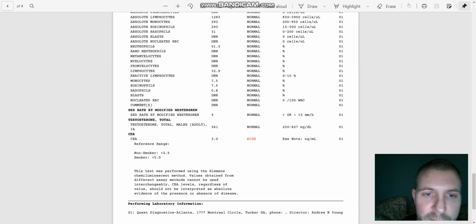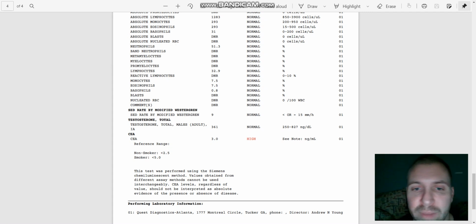That was good. The interesting one here, it says total testosterone up to 361 from 168. So it more than doubled again, which is crazy. It quadrupled from day 60 to day 90, and it more than doubled from day 90 to day 120. So it just keeps going up, which is awesome.